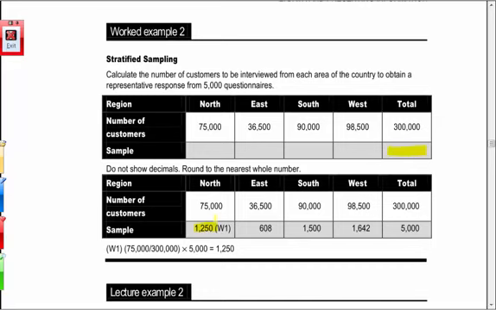You end up with 608.3, but we're told not to show decimals and to round to the nearest number. So make sure you follow the instructions given in the exam. Once you finish, you can see that it adds up to the total sample size of 5,000.